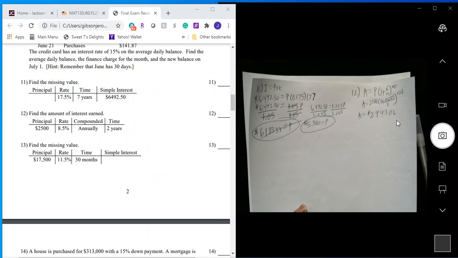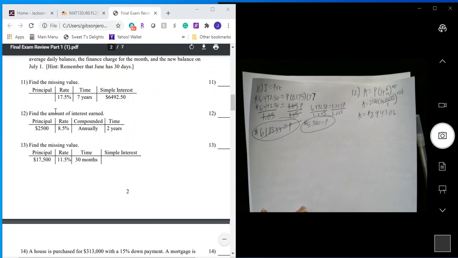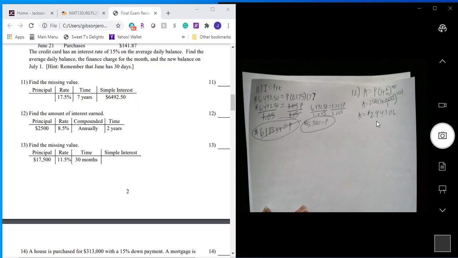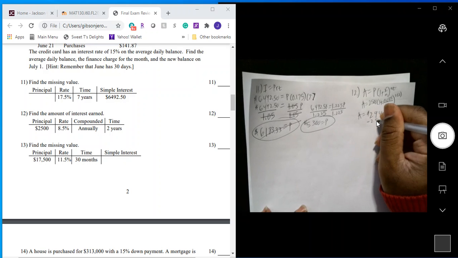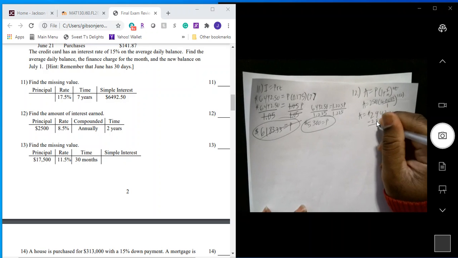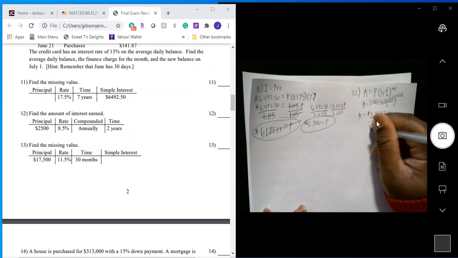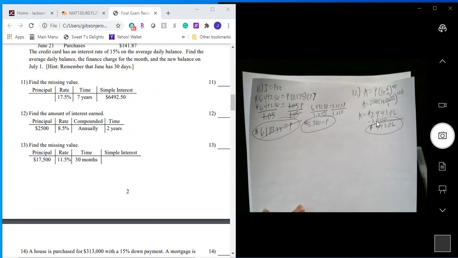Okay, that's how much was earned over the 2 years, but that includes the principal. We just want to find out what the interest is. So we would have to subtract off the principal, and that would give us $443.06. That would be the total interest.